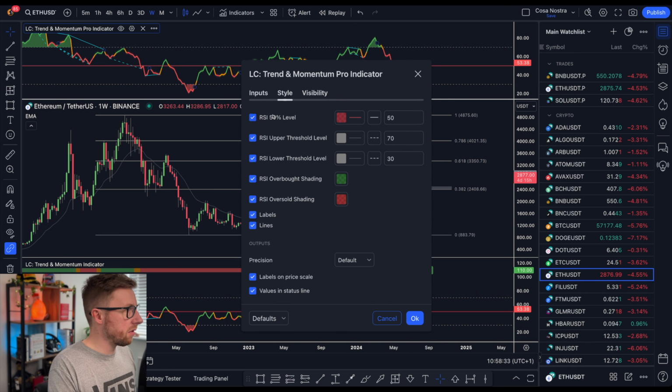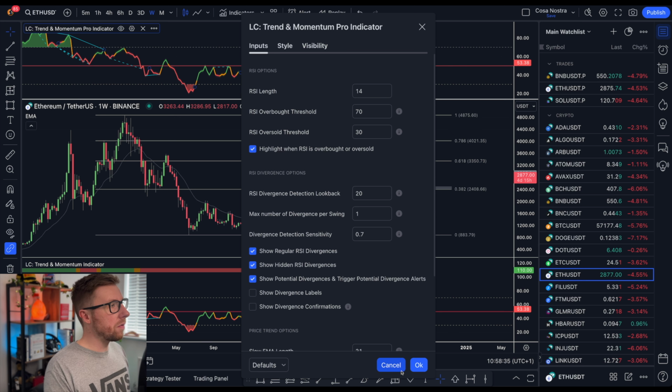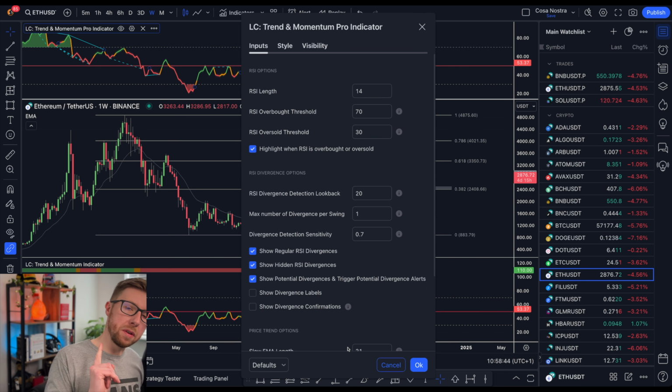The labels are totally the same, but a lot of this you can change. You can change the length, you can change the thresholds. Most importantly, you can change the divergence lookbacks. Not to mention, it will show you potential and, most importantly, hidden divergences. Bullish, bearish, hiddens, right? Huge.